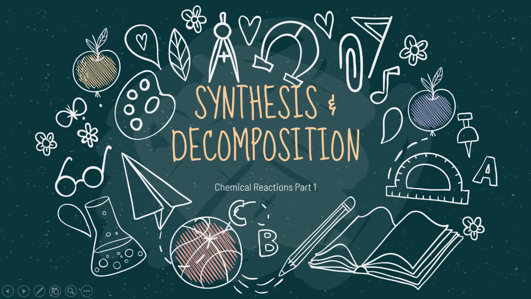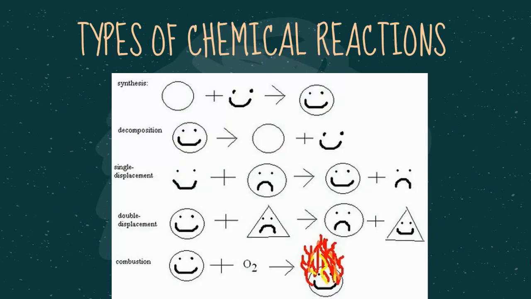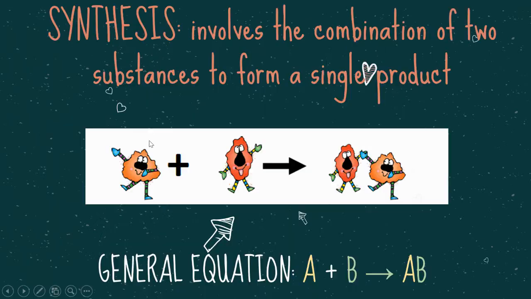Hi grade 9s. Today we're going to be learning about different types of chemical reactions, and today's just part 1, and we're going to be looking at synthesis and decomposition. There are other types of chemical reactions, single replacement, double replacement, and combustion, but we will get to those in a future lesson. So today we're just going to focus on the first two, synthesis and decomposition.